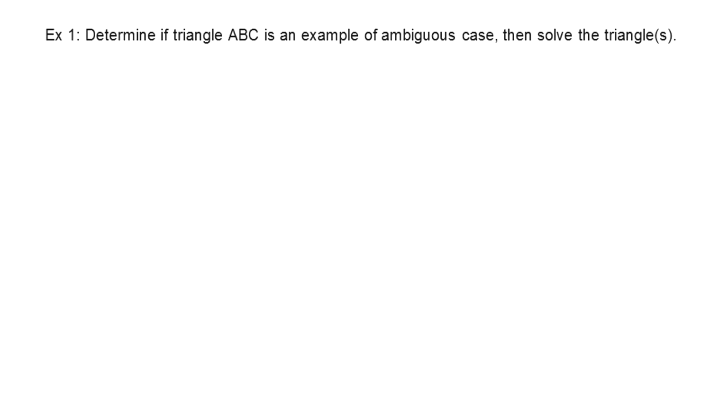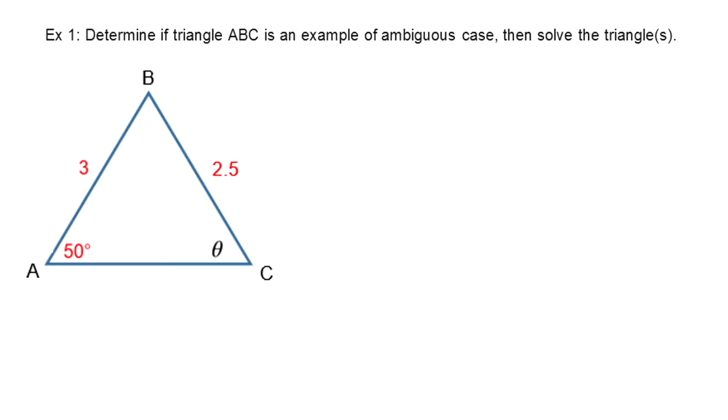Example number 1. Determine if triangle ABC is an example of ambiguous case, and then solve the triangle. Looking at this triangle, we can see that we are given the information in side-side-angle form, and that our unknown angle, C, is opposite from the greater given side length. Just by looking at this information, we can tell that this triangle is ambiguous. Let's first solve triangle number 1, and then move on to triangle number 2.